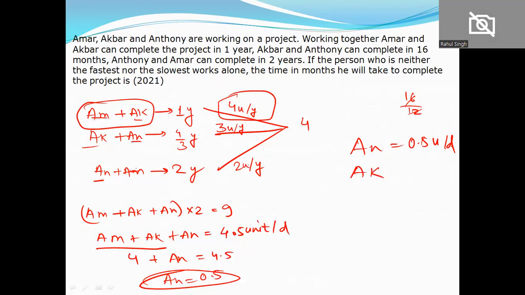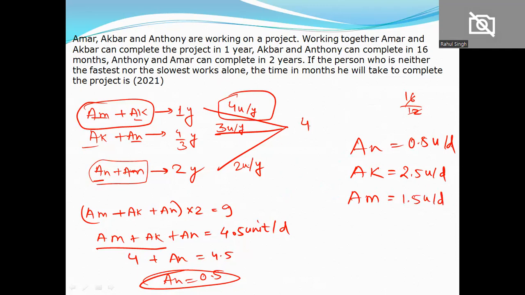अकबर की कितनी होगी? To find out Akbar, we need to remove Amar and Anthony. So 4.5 में से 2 माइनस करेंगे तो that will be 2.5 units per day. अब मुझे चाहिए अमर की एफिशिएंसी. अमर के लिए मुझे अकबर एंथनी को हटाना पड़ेगा. सो 4.5 में से आपको 3 हटा दोगे, you get 1.5 units a day.